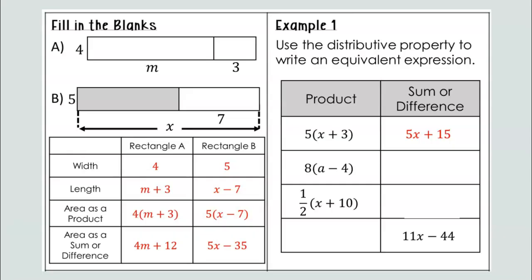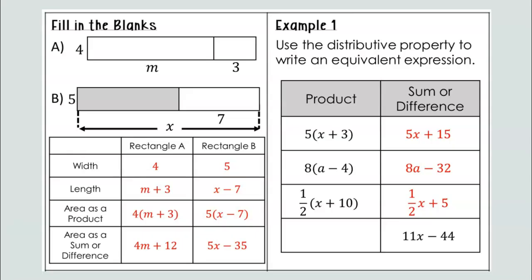We have 8, and in parentheses, a minus 4. Again, we're taking 8 times both pieces in the parentheses, which means we have 8a, the subtraction sign stays the same, and then 8 times 4 is 32. 1/2, and in parentheses, x plus 10. So 1/2 times x, and half of 10 is 5, and the addition sign stays the same.